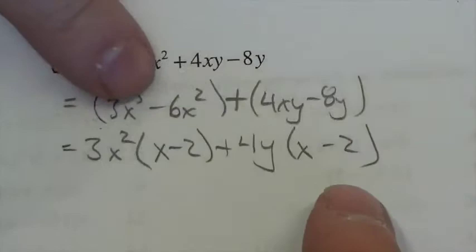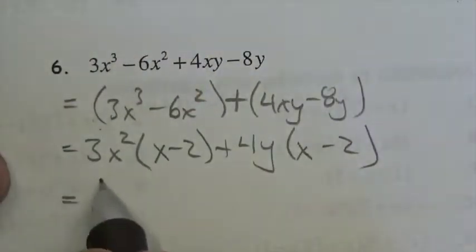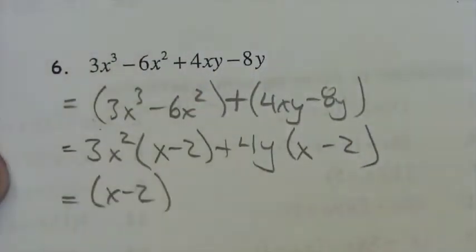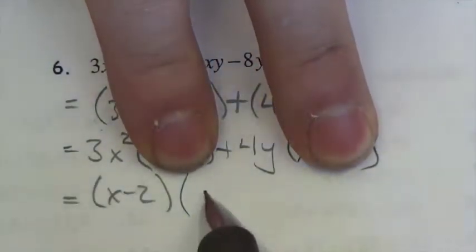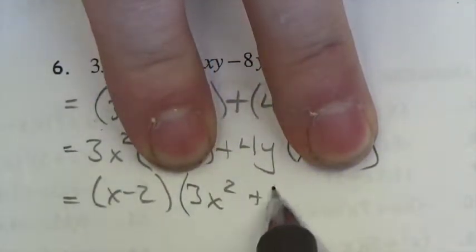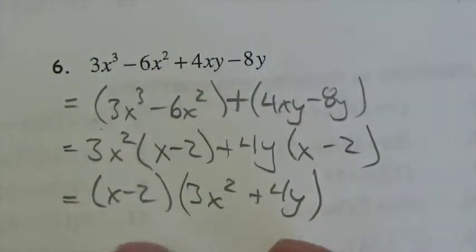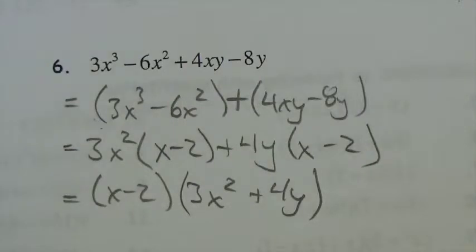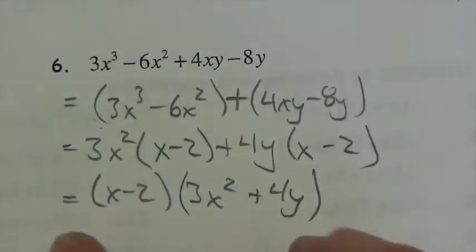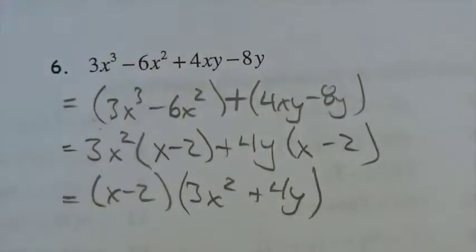So then once again, I see this common binomial factor there that we're going to yank out front, x minus 2. And what does that leave me with? Well, when you've pulled those out, you're left with 3x squared plus 4y. Is there anything else that we can do to factor that? Not really. That's about as good as that's going to get. So there we go. All right, let's do a few more here.